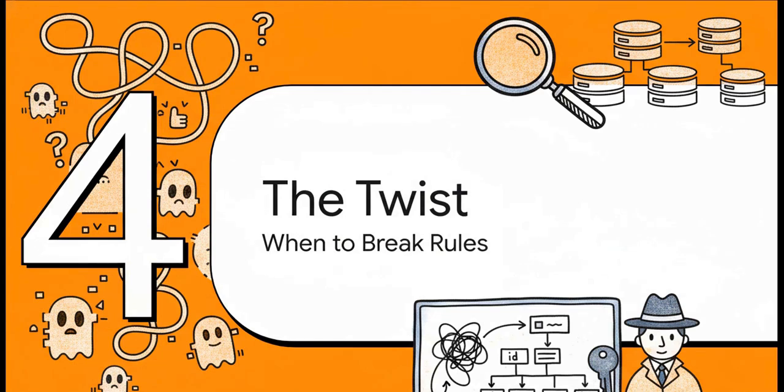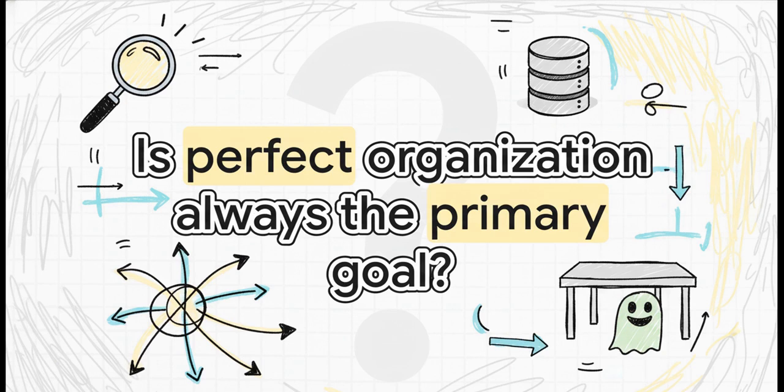All right, so just when you think you've got this all figured out, every good detective story has a twist. We spent all this time learning the rules, how to eliminate redundancy and normalize our data, but sometimes a seasoned detective knows that you have to bend the rules for a very specific and very important reason. And this leads us to a really critical question. Is that perfect, clean, normalized organization always the number one goal? I mean, what if there's another goal that in certain situations is actually even more important?